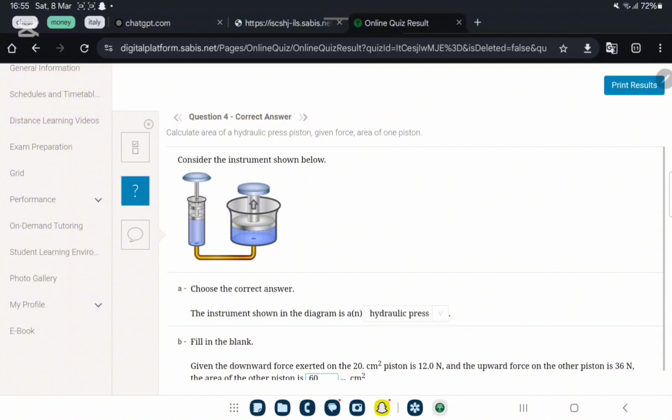With this question, they're asking about the hydraulic press. So the rule for the hydraulic press is F1 over A1 equals F2 over A2. The instrument shown is a hydraulic press. Given the downward force on the 20 centimeters squared, so the area is 20 centimeters squared. You don't have to convert in a hydraulic press because it's a ratio. The units cancel anyways.